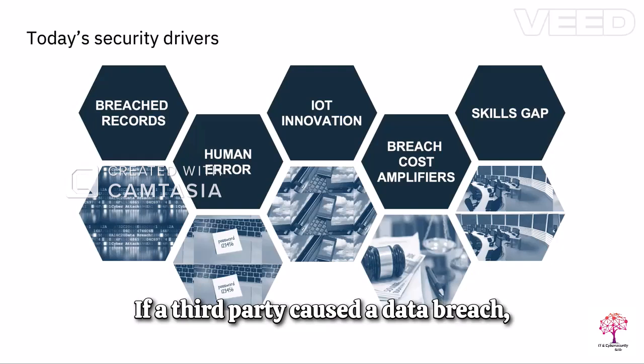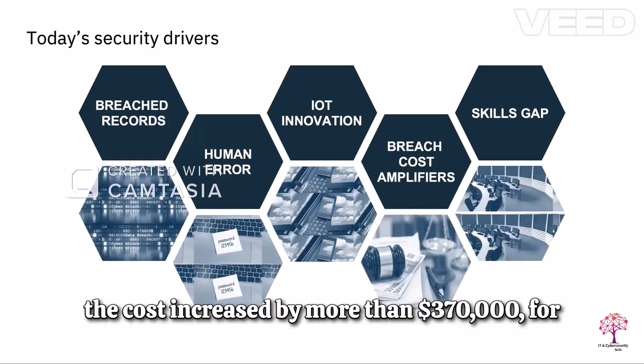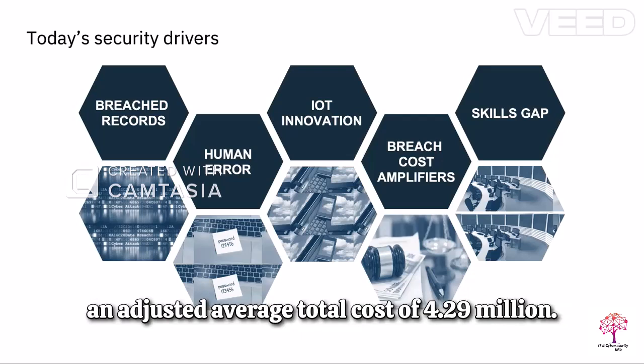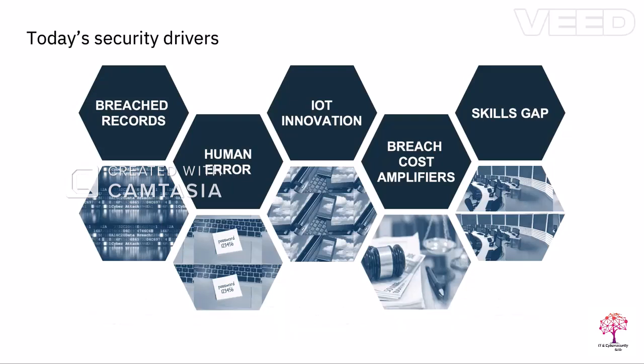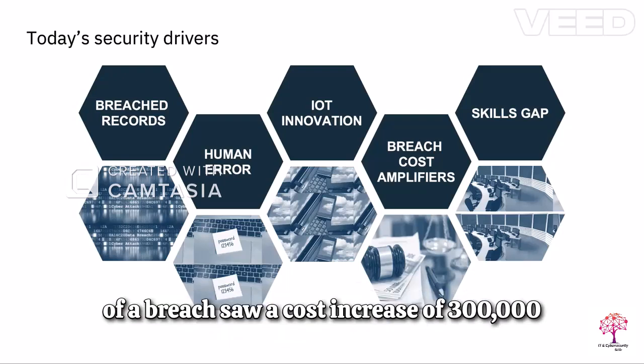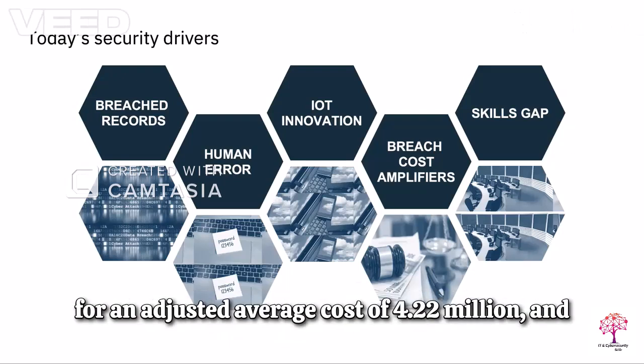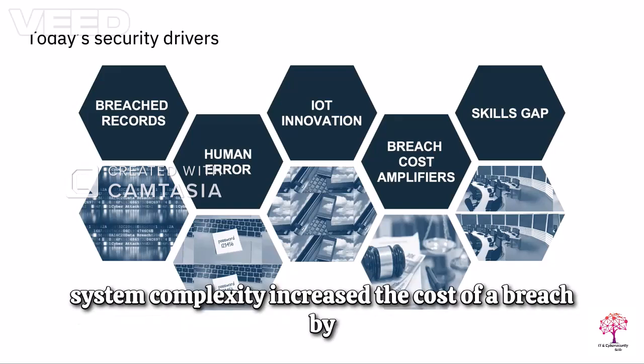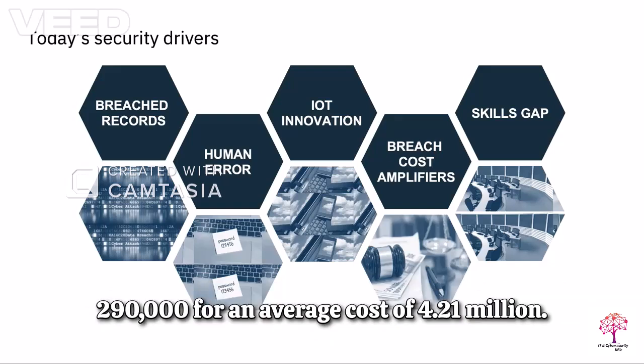If a third party caused a data breach, the cost increased by more than $370,000 for an adjusted average total cost of $4.29 million. Organizations undergoing a major cloud migration at the time of a breach saw a cost increase of $300,000 for an adjusted average cost of $4.22 million. And system complexity increased the cost of a breach by $290,000 for an average cost of $4.21 million.